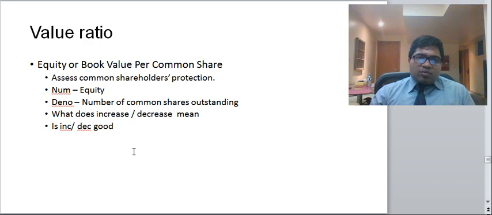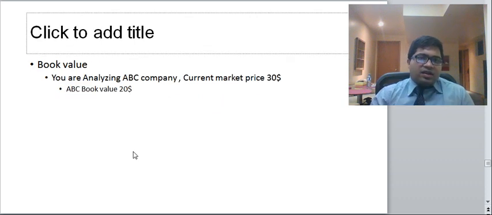Next is book value per share. It measures how much protection the common shareholder has. In the numerator you have equity, in the denominator you have the number of stocks. Assets minus liabilities is equity. So it is net assets divided by the number of stocks. It gives you protection. So the higher the protection, the better. So the higher the book value as compared to market value, the better.